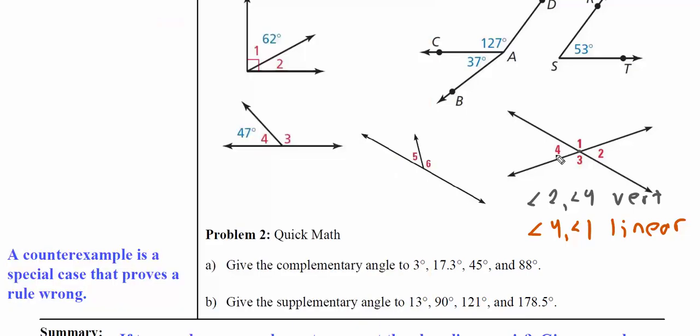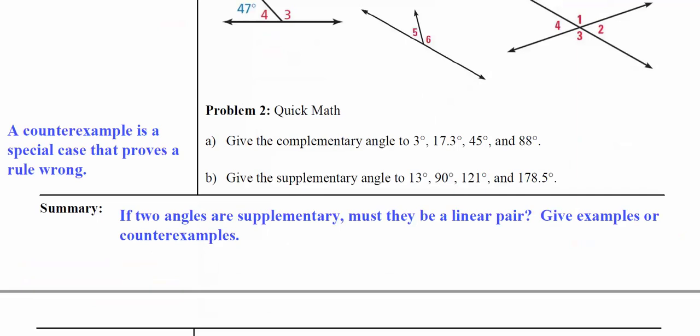Oh, yeah. Perfect. Let's do some quick math here. So complementary means they add up to 90 degrees. So if I have a 3-degree angle, what's the complement of that? 87 degrees. What about if I'm given a 17.3 degree angle? Well, the complement for that would be 72.7 degrees. The complement of 45 degrees would be 45 degrees.